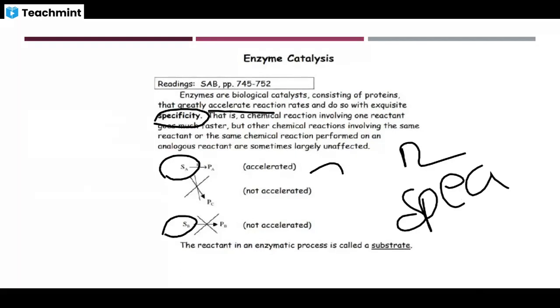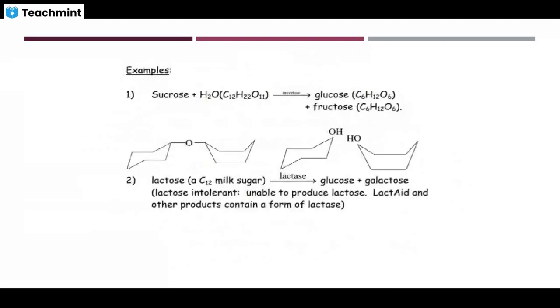The reactant in an enzymatic process is called the substrate. For example, sucrose plus water with invertase: invertase converts sucrose into glucose plus fructose. Lactase converts lactose to glucose plus galactose. Okay, so it is the milk sugar.